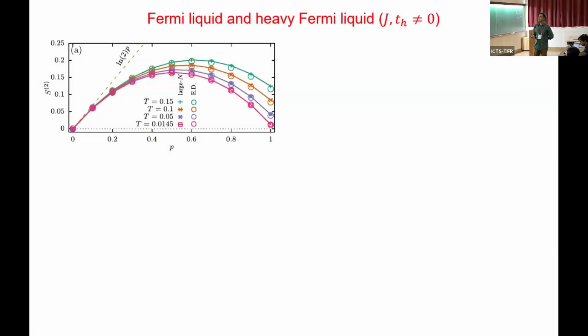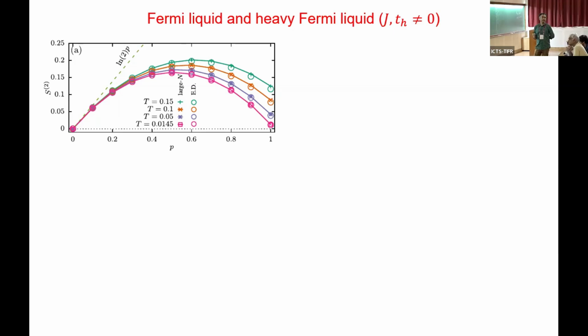Now what you can see is that if you put in a hopping term, even a small hopping term, it immediately changes the result completely. I just put in this J and this small hopping term, which will make it a heavy Fermi liquid, and you can see immediately I don't get any residual entropy. It approaches almost this zero value quite nicely, both in large N and ED.